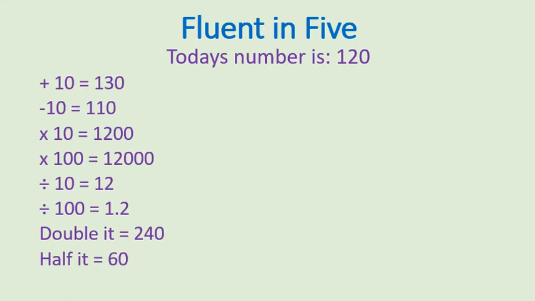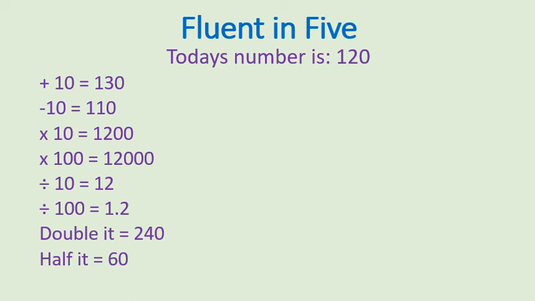Well done, everybody. Let's go through the answers. 120 add 10 equals 130. 120 take away 10 is 110. 120 multiplied by 10 is 1200. 120 multiplied by 100 is 12,000. 120 divided by 10 is 12. 120 divided by 100 is 1.2.